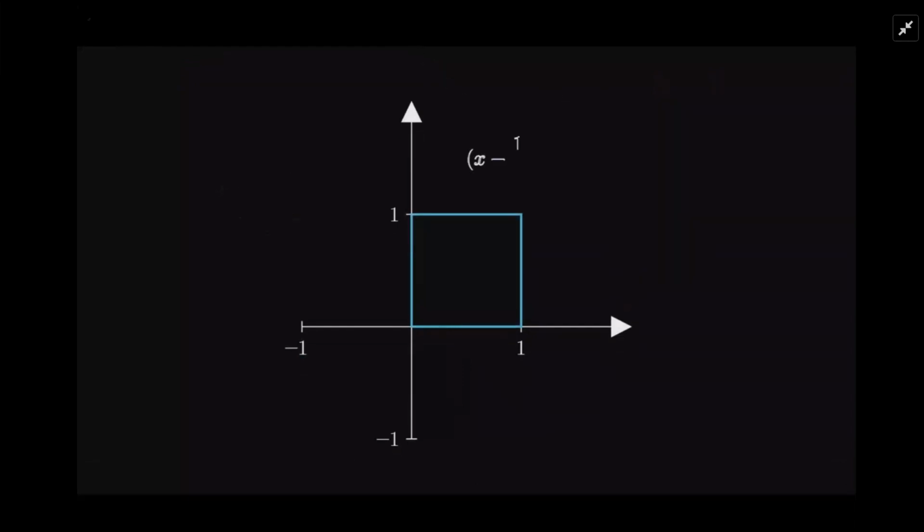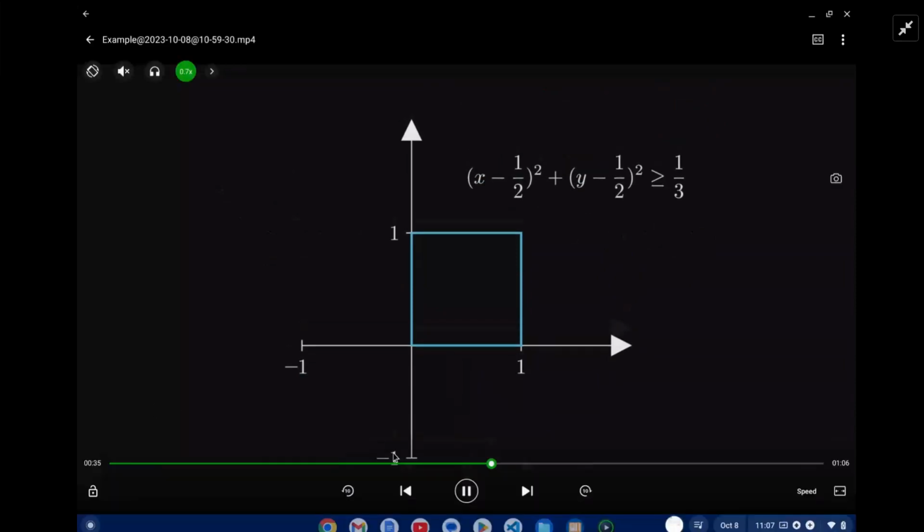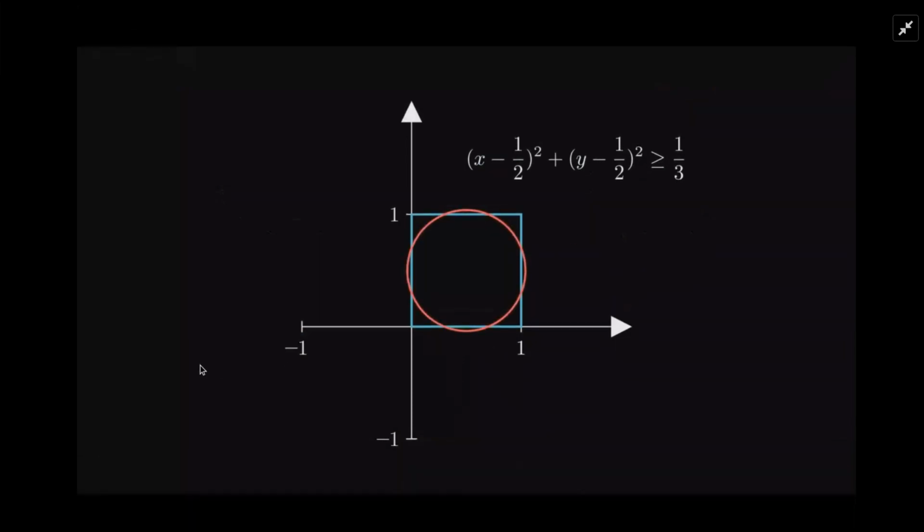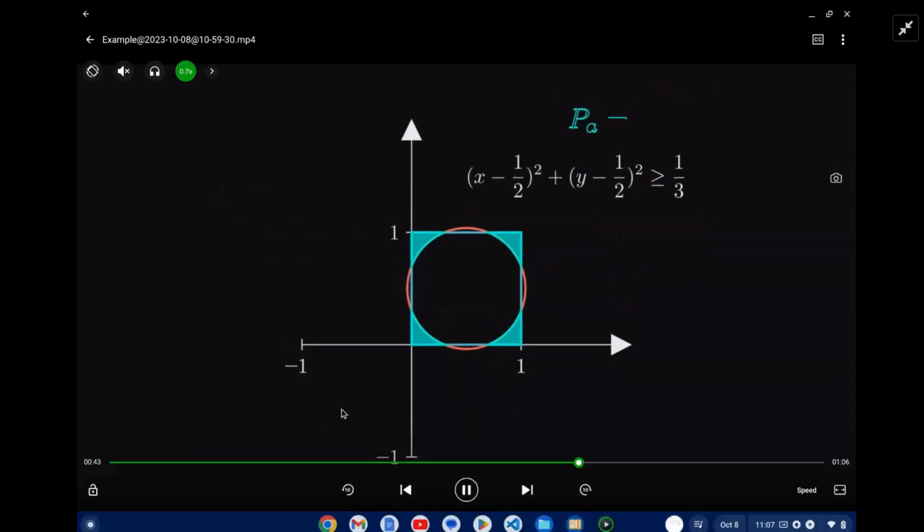Part A. The constraint is a circle with center 1/2, 1/2, and a radius of 1 over square root of 3. So we're going to draw that. And we want to be outside the circle and inside the square. So it's that region there. So the area is the probability.